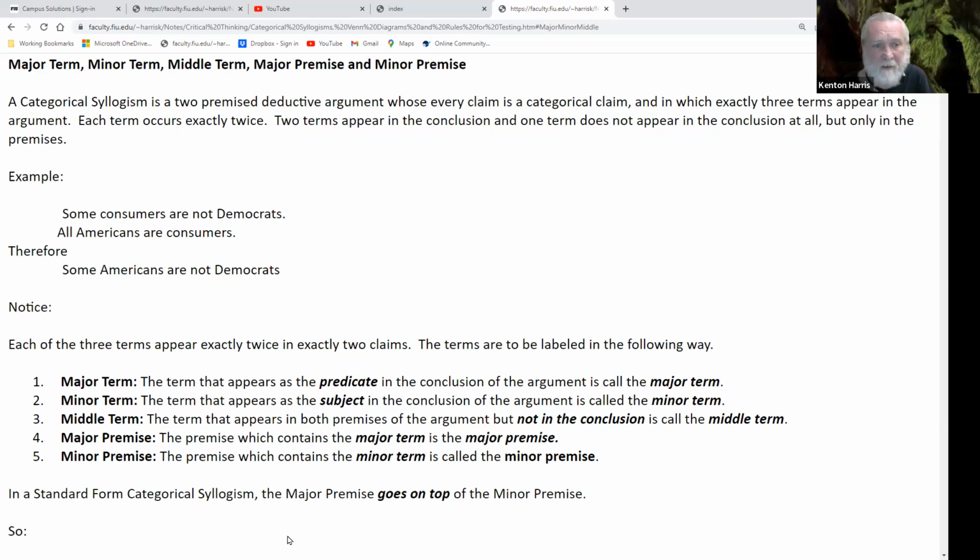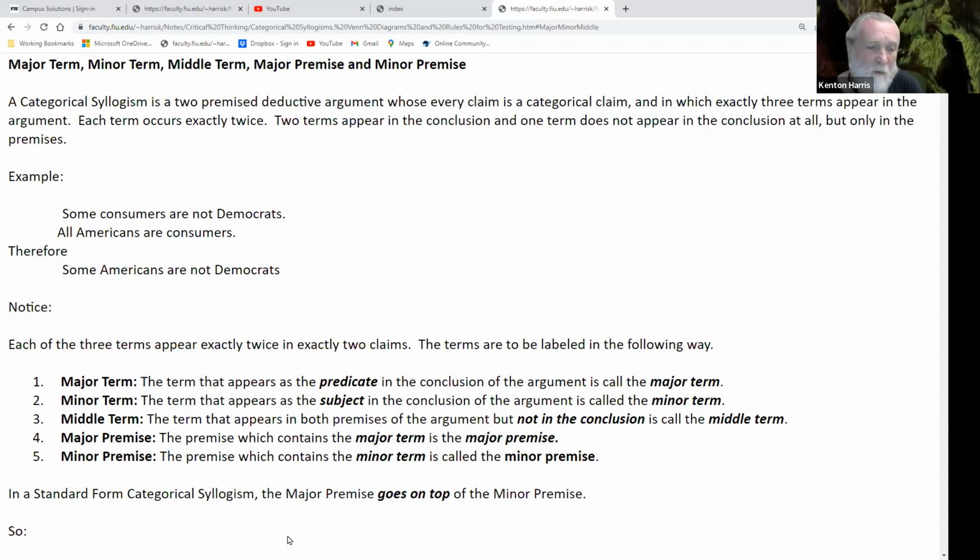So here's an example of a categorical syllogism. Some consumers are not Democrats. All Americans are consumers. Some Americans are not Democrats. The first claim there is a categorical claim. It happens to be an O claim: some consumers are not Democrats, right? So the particular categorical claim, an O. The second premise is an A claim: all Americans are consumers. And then the conclusion is another O claim. So we have an O, an A, and an O.